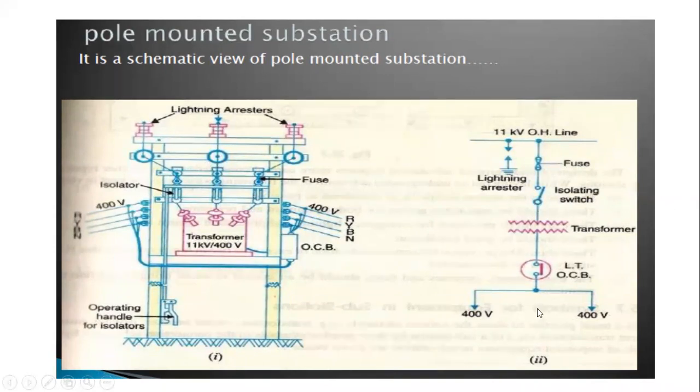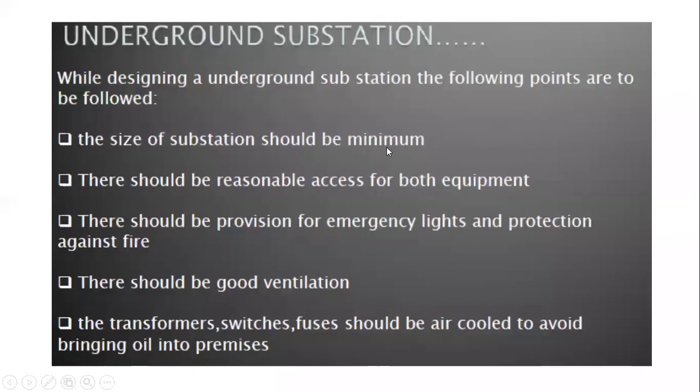This is the single line diagram for this pole-mounted substation. These are the transformers, these are the fuses, and these are the lightning arresters. This is the incoming line, which is 400 volts, and this is the operating handle. We are using 4 poles, and on these 4 poles we are designing the substation, and all the equipment will be placed on these poles only.